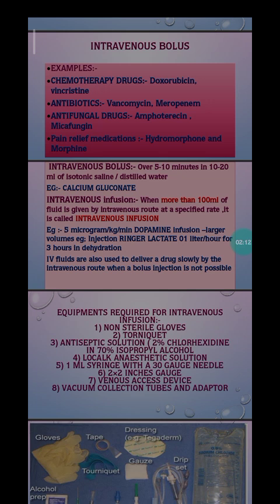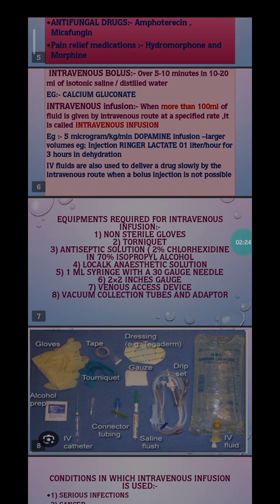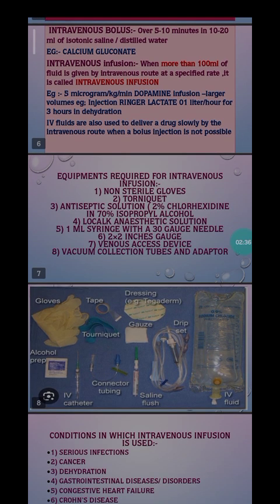Now we have to give intravenous infusion to the patient. So the equipment required is: number 1, non-sterile gloves; number 2, tourniquet; number 3, antiseptic solution, that is 2% chlorhexidine in 70% isopropyl alcohol; number 4, local anesthetic solution, whichever is available; number 5, 1 ml syringe with 30 gauge needle; number 6, 2 by 2 inch gauze; number 7, venous access device; and number 8, vacuum collection tubes and adapter.